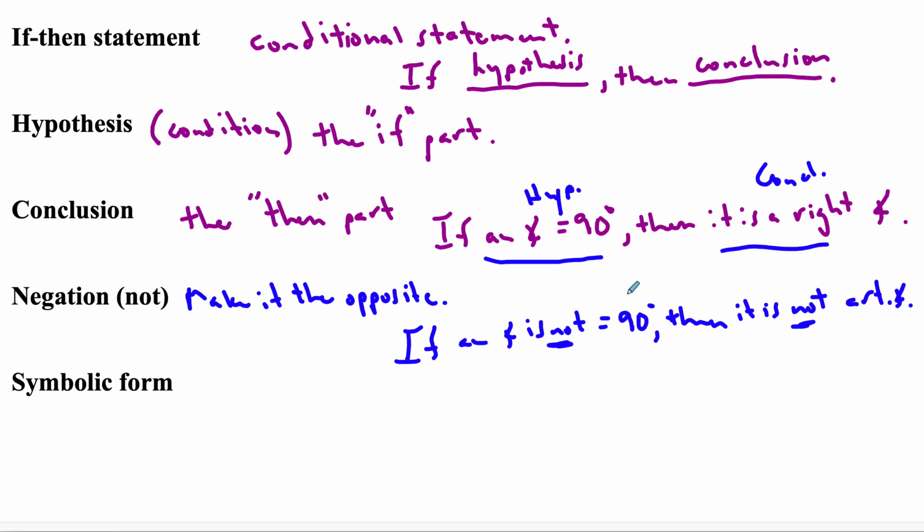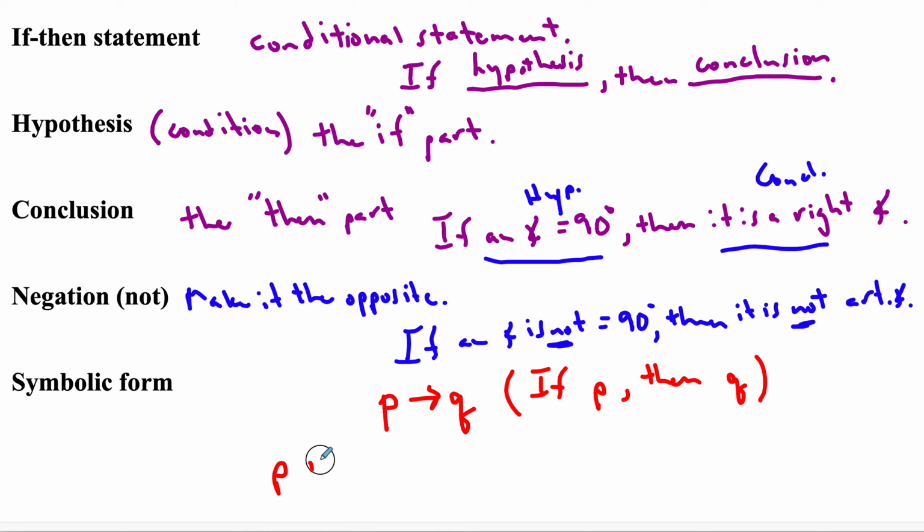Symbolic form. In order to avoid writing out the hypothesis and conclusion over and over again, we'll use a shorthand notation: P arrow Q. This is read as if P, then Q. So this is a conditional statement, and P is whatever the hypothesis is, and then Q would be the conclusion.